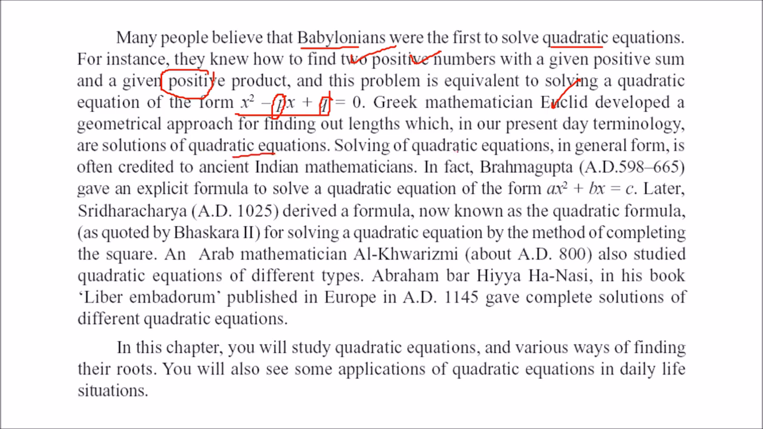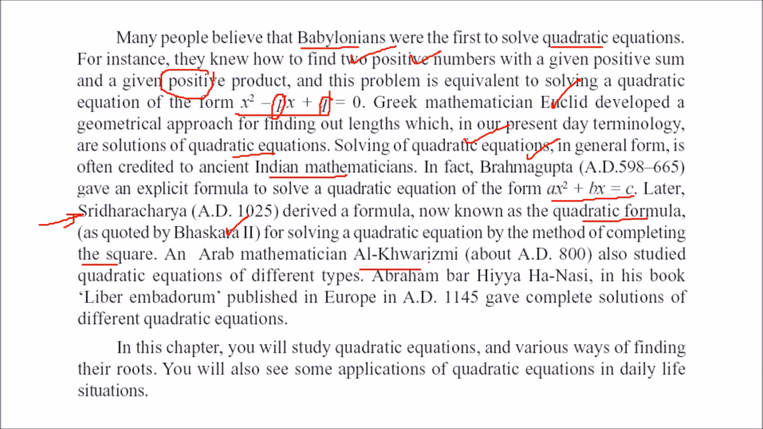The solution of this quadratic equation is also credited to Indian mathematicians. In fact, Brahmagupta gave an explicit formula to solve a quadratic equation of the form ax square plus bx is equal to c. We'll see in later discussion, this is nothing but the Sridharacharya formula, which we'll call the quadratic formula. This is also quoted by Bhaskara, for solving quadratic equations by the method of completing the square.